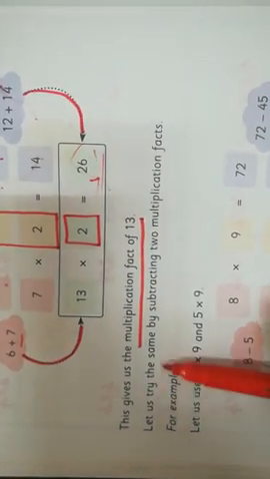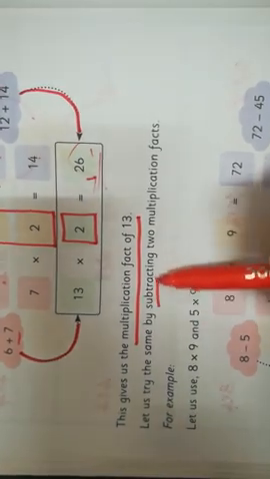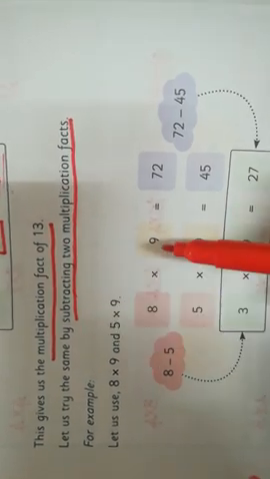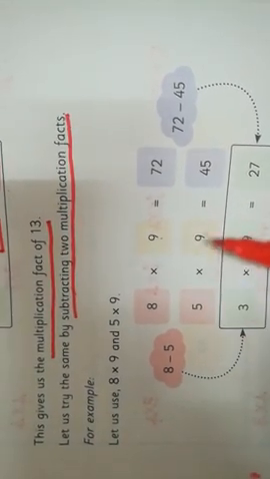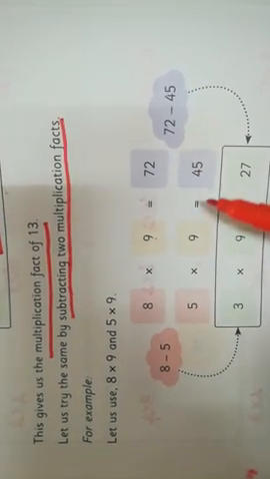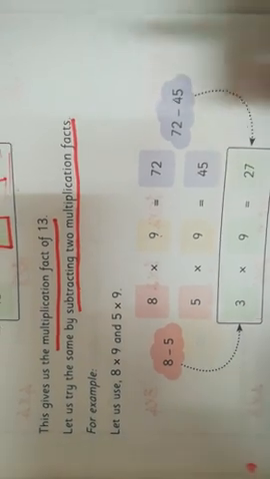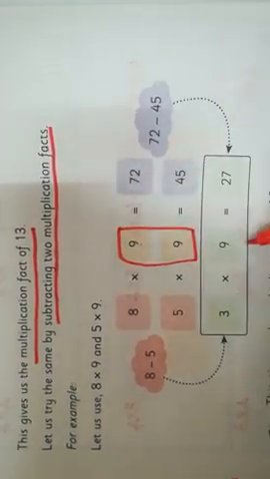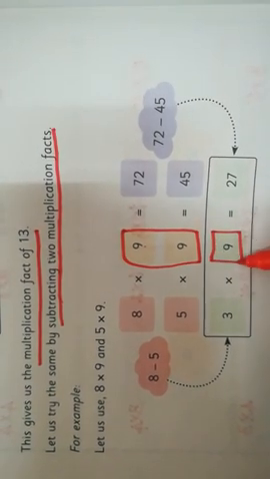Then let us try the same by subtracting the multiplication facts. Here we used addition, now we have to use subtraction. Let us use 8 into 9 and 5 into 9. First we have to write 8 into 9, then 5 into 9. 8 into 9 will be 72. 5 into 9 will be 45. We have to write the multiplier as a constant. See here, you have to write number 9 as it is.